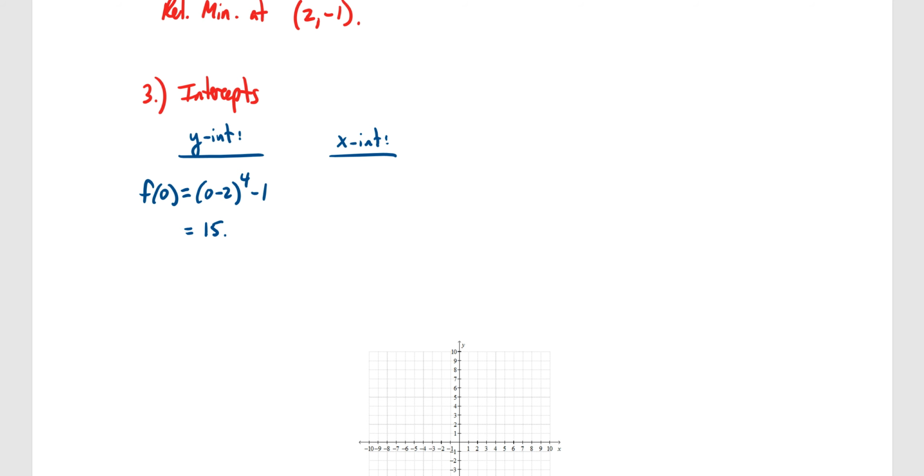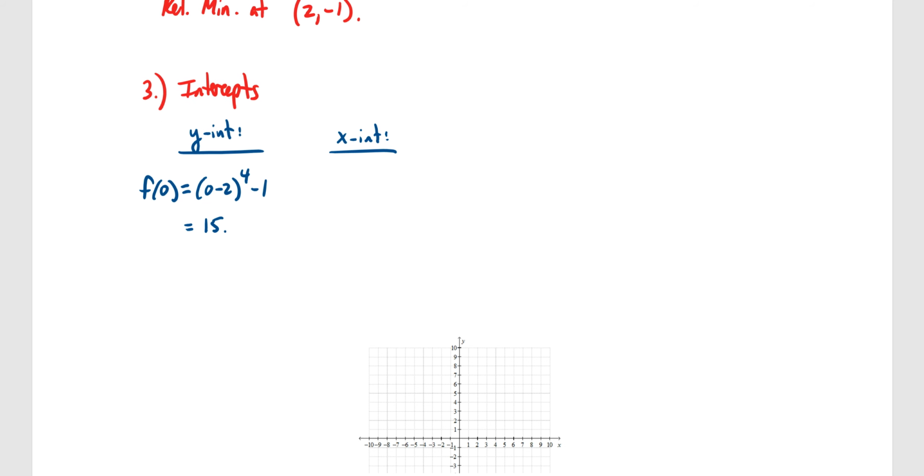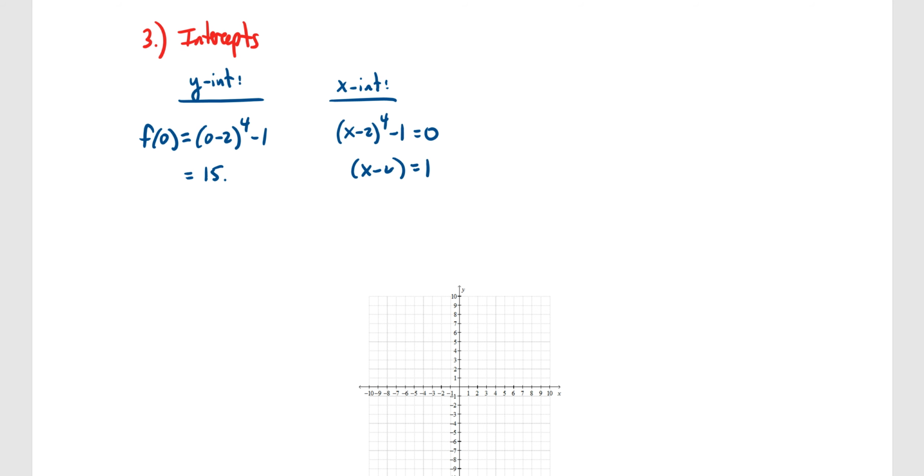And finding the x-intercept, that's going to be setting the function equal to 0, which is (x minus 2) to the fourth minus 1 equals 0. We add 1 to both sides and get (x minus 2) to the fourth equals 1. Now we take the fourth root of both sides. Since it's an even exponent, we're always going to get plus or minus, just like the square root. So it's plus or minus the fourth root of 1. The fourth root of 1 is just 1. Now we add 2 to both sides. 2 plus 1 is 3. 2 minus 1 is 1. So we get 1 and 3.